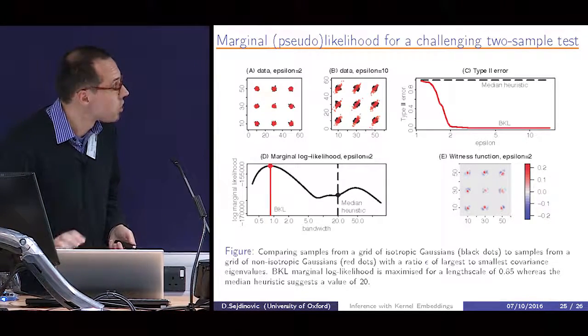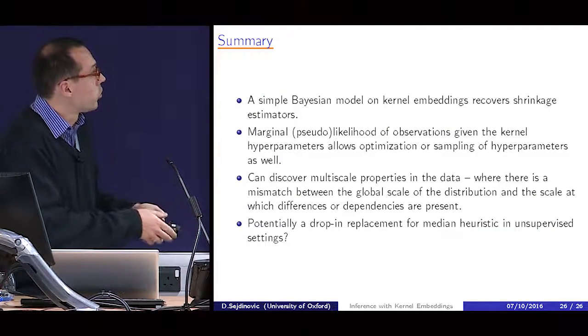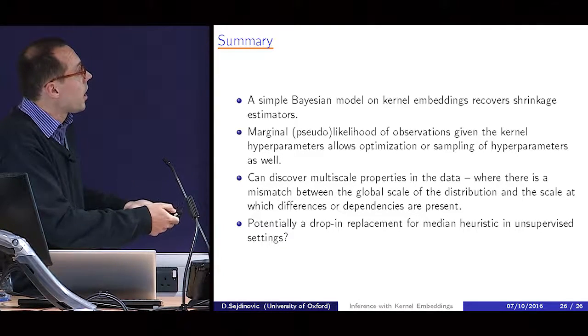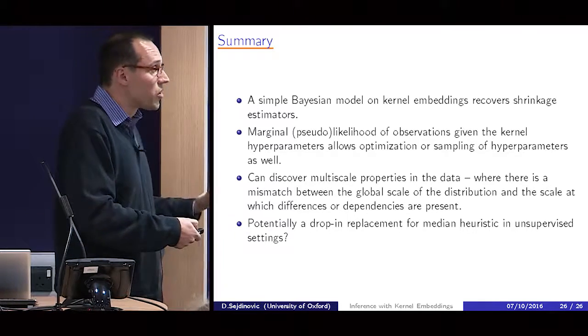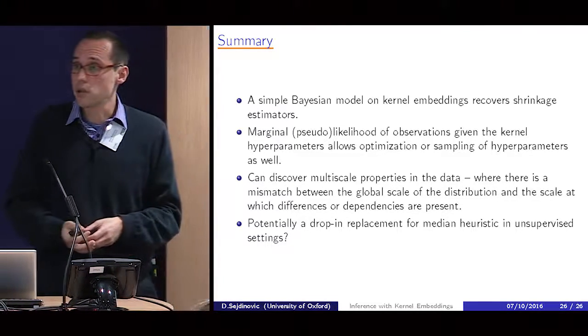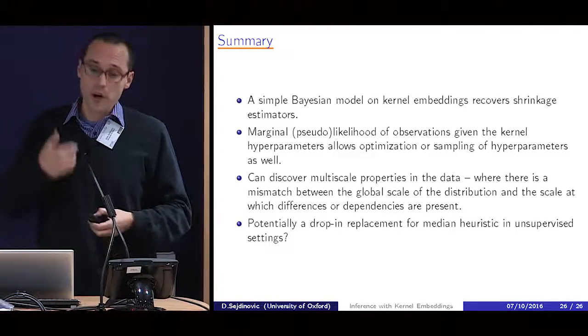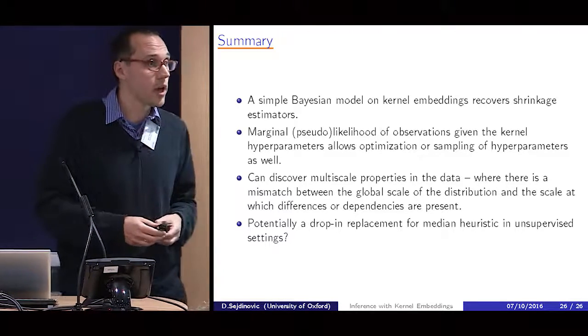So that's it, I would conclude there. We argue that this marginal likelihood can potentially be a drop-in replacement for the median heuristic that's used in the literature everywhere where there are no clear guidelines on how to select hyperparameters.